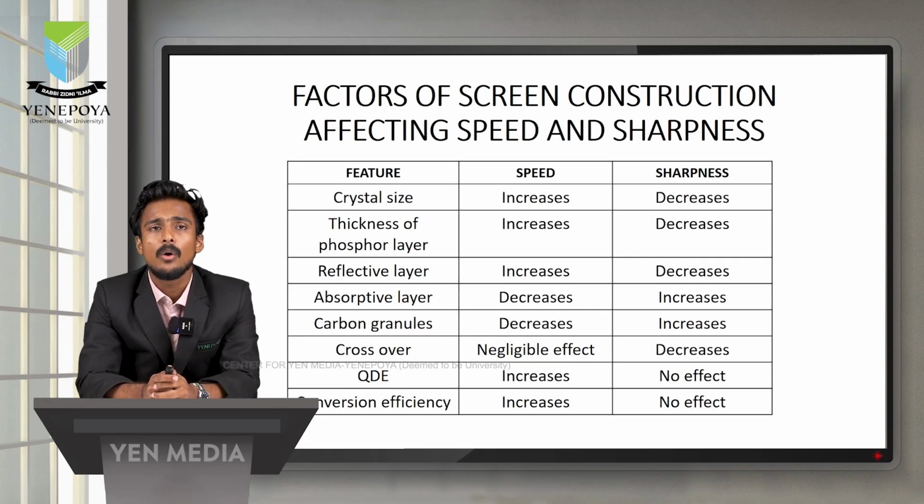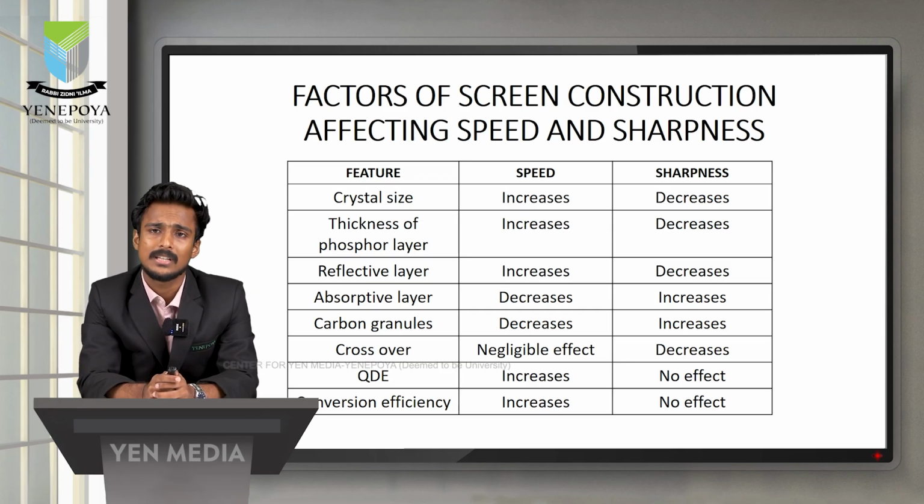Moving to how these factors affect speed and sharpness. Increasing the crystal size, the thickness of the phosphor layer, and the reflective layer of the substratum will increase the speed of the intensifying screen, but they will reduce the sharpness. The absorptive layer and carbon granules decrease the speed but increase the sharpness. Next is the crossover effect, which has a negligible effect on speed but decreases the sharpness. Detection efficiency or absorption efficiency and conversion efficiency increase the speed but have no effect on the sharpness.